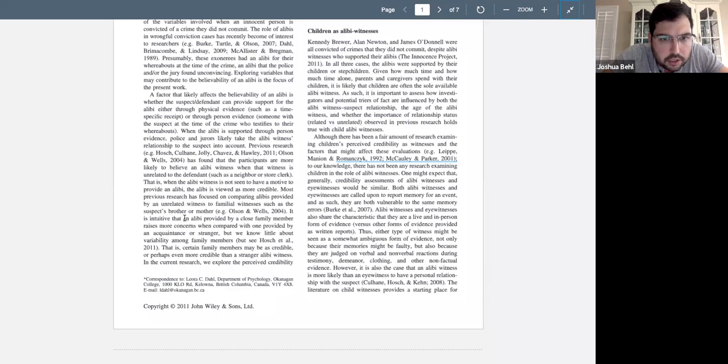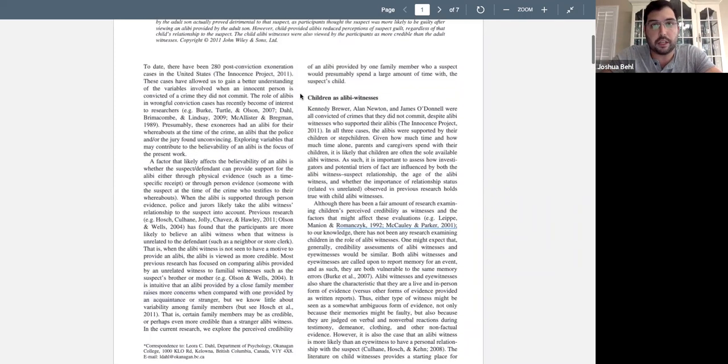A familiar witness. We know a little about variability. Maybe she doesn't actually mention age here yet, but we're still getting closer and closer down, a familiar witness versus an unfamiliar witness. And we're getting closer and closer to the research question. And then at the intro, we get a glimpse, a preview of what this paper is really about. In the current research, we explore the perceived credibility of an alibi provided by one family member who a suspect would presumably spend a large amount of time with, the suspect's child.